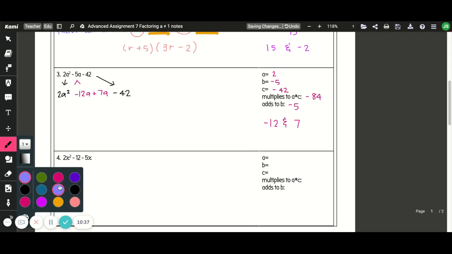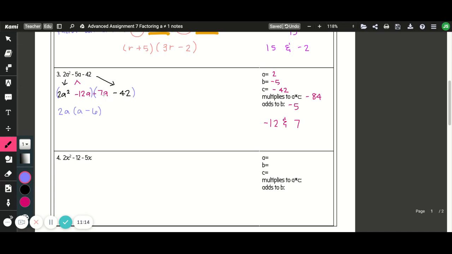The next step is to group them. So we always group these first two together and those second two together. And then look for a GCF in each one to factor out. So 2 and 12 are both divisible by 2, and they both have an a, so I can factor an a out of both of them. Here, I took out the 2, I took out one of the a's, so I still have an a left, and negative 12 divided by 2 is negative 6. The a is gone because I factored it out.